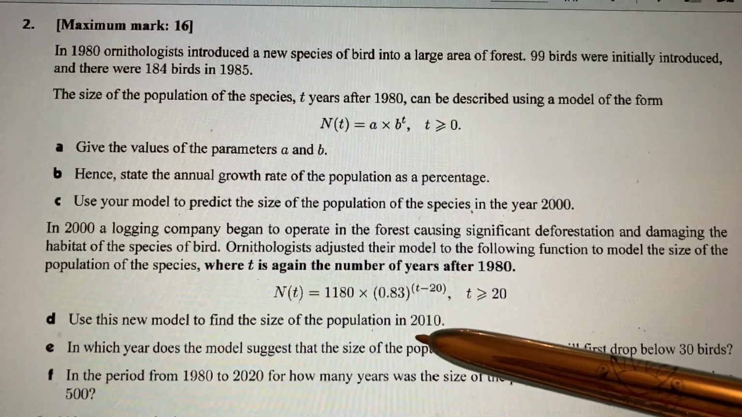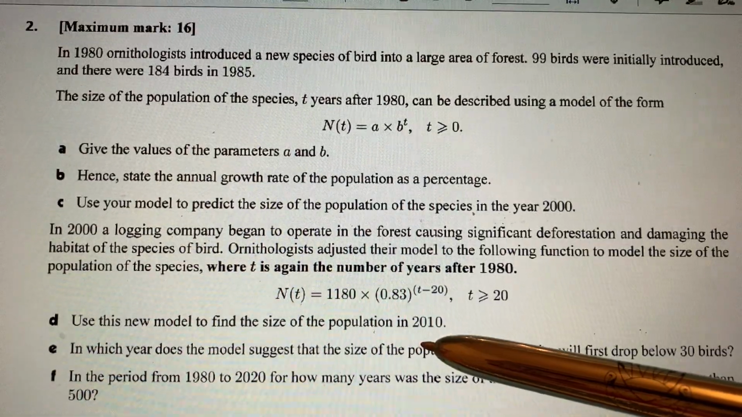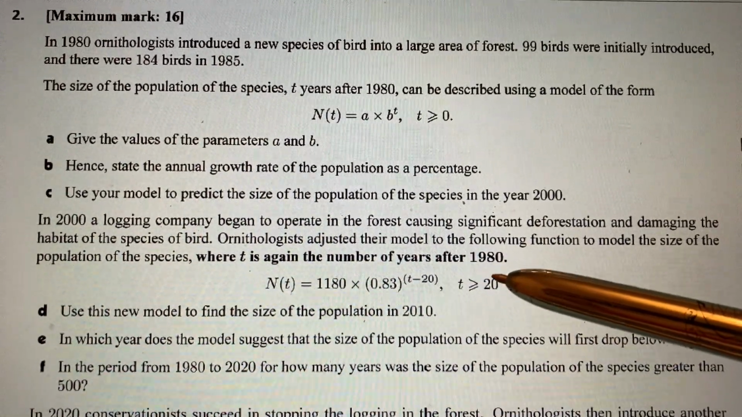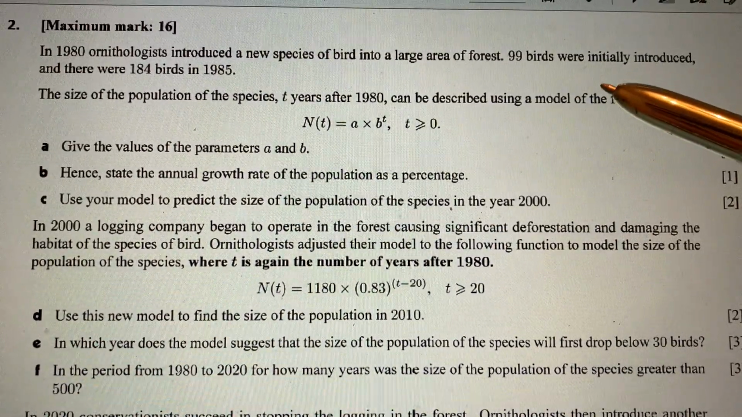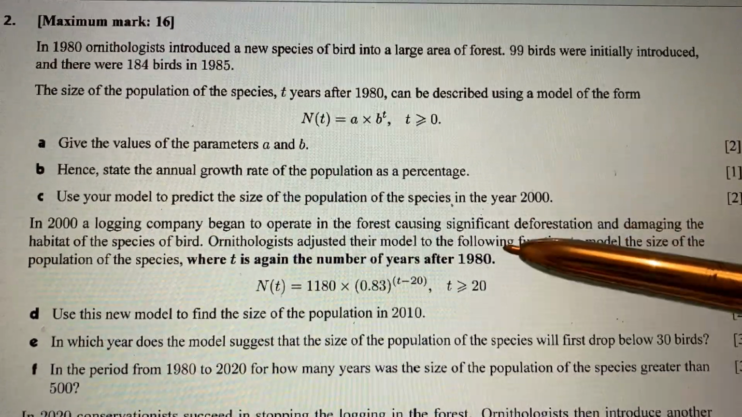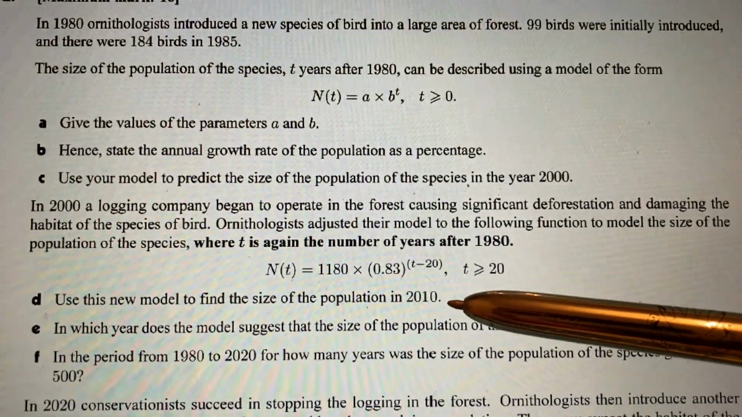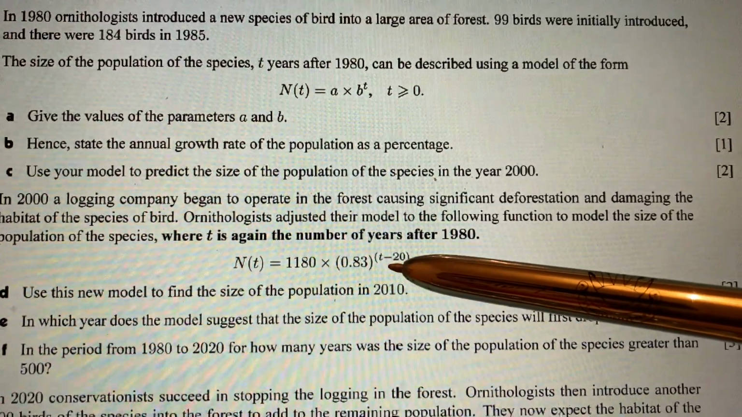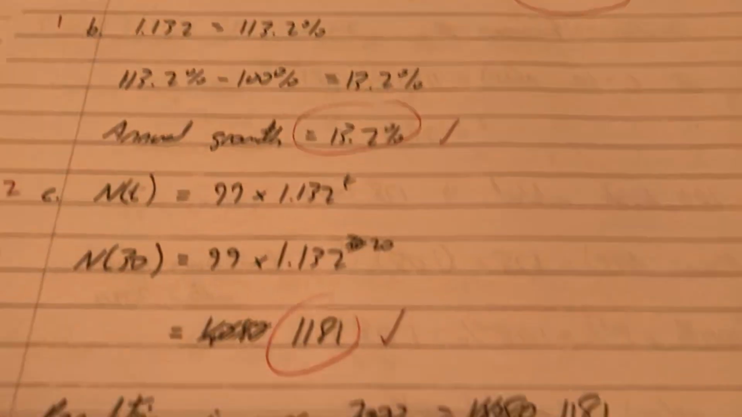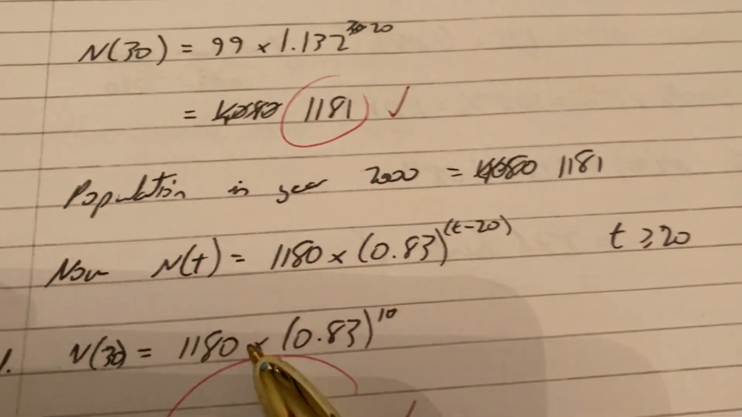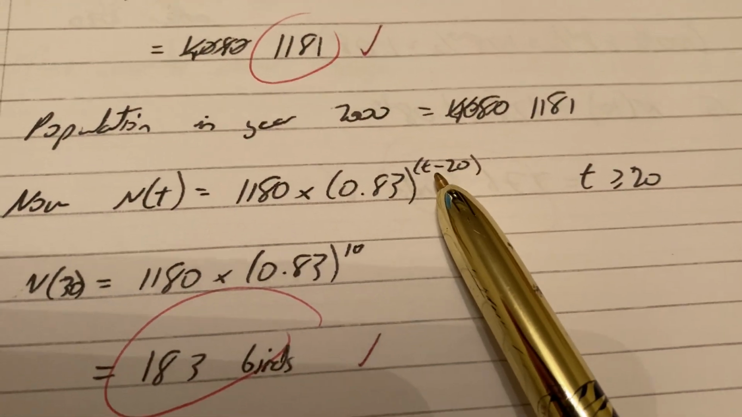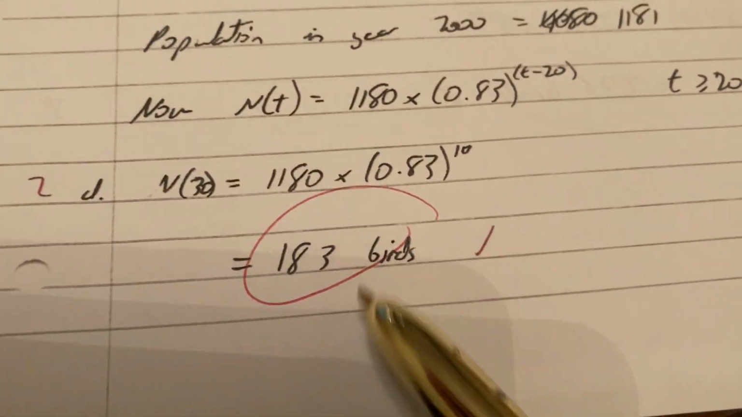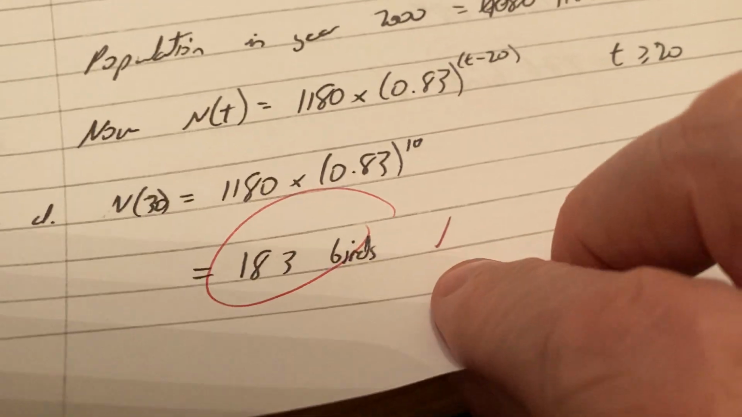And then find the population size in the year 2010. So this is only applying where T is bigger than 20, because we've gone from 1980 to the year 2000, and now for part D we want to find the population in 2010. So the T number is going to be 30. Coming back to the equation again, if I put the number 30 in here for the year 2010, then we'll do it to the power of 10, and you'll have 183 birds.